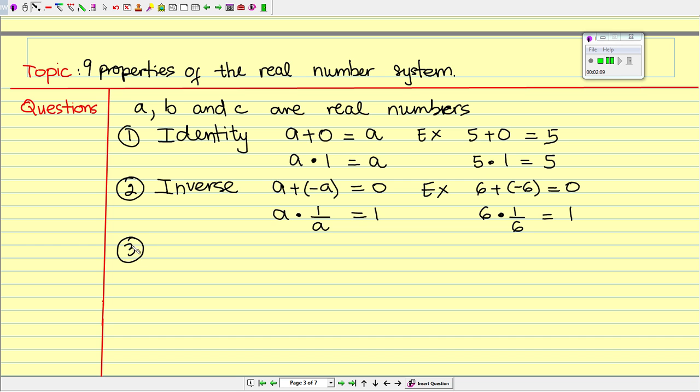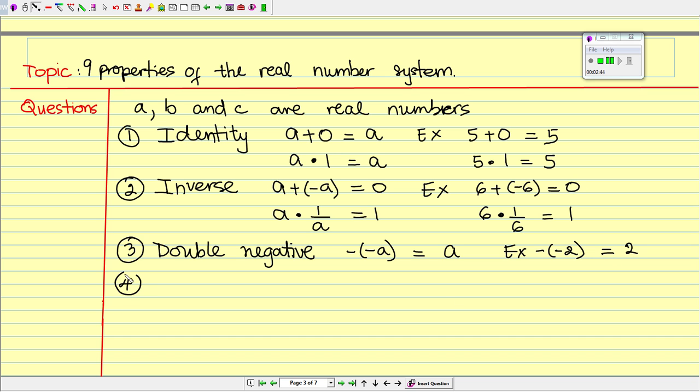Property number 3, double negative. When we have two negative signs, the product of two negatives becomes positive. So for example, the double negative of 2 is positive 2.